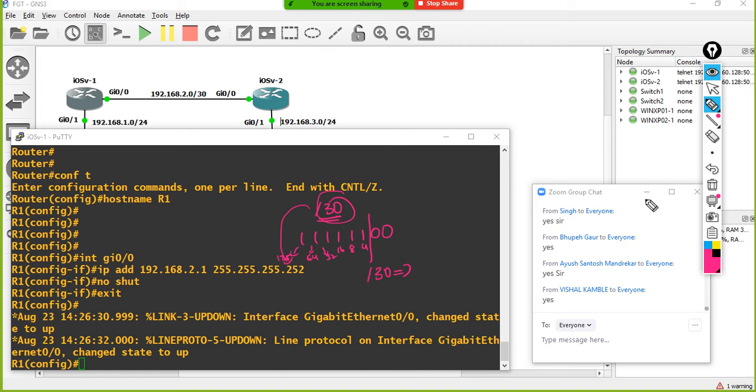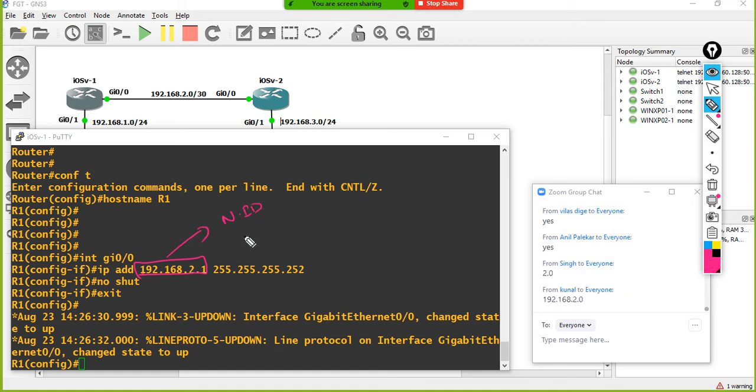Good. Now can I ask you one more question? For this network, what is the network ID, guys? I gave the IP address, right? What is the network ID for this, and what is the broadcast ID for this? Help me out, guys.